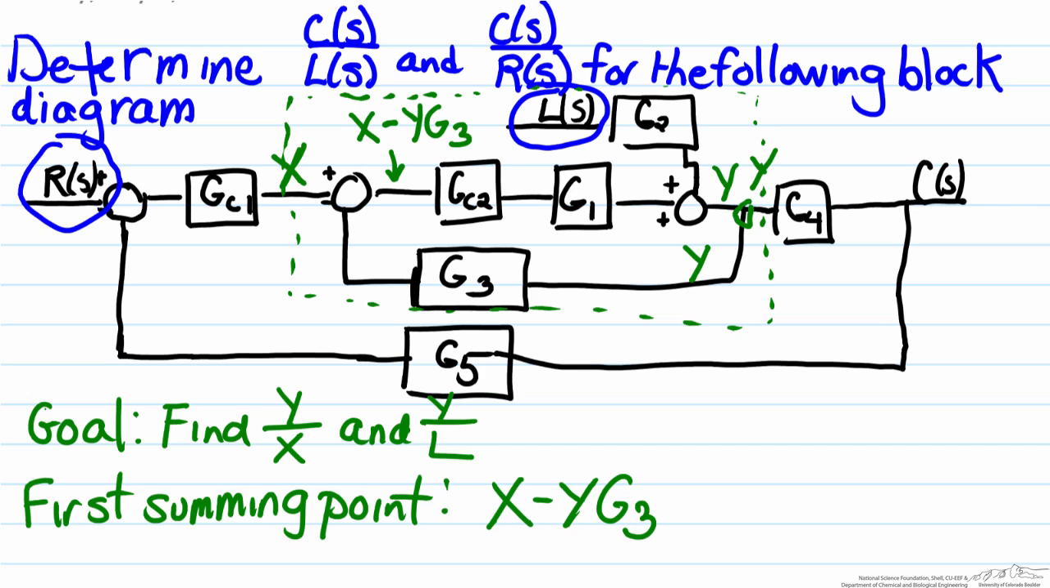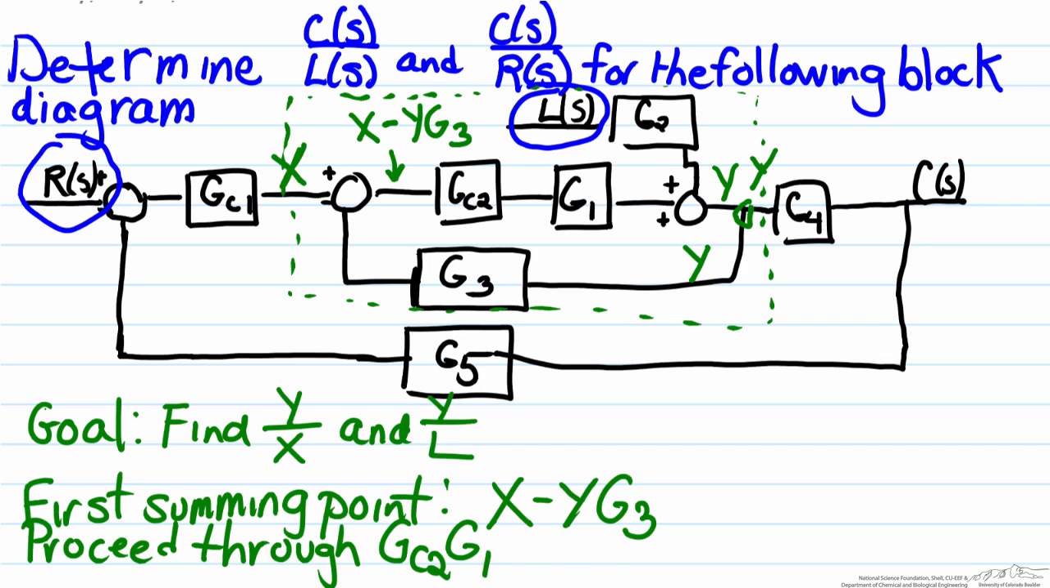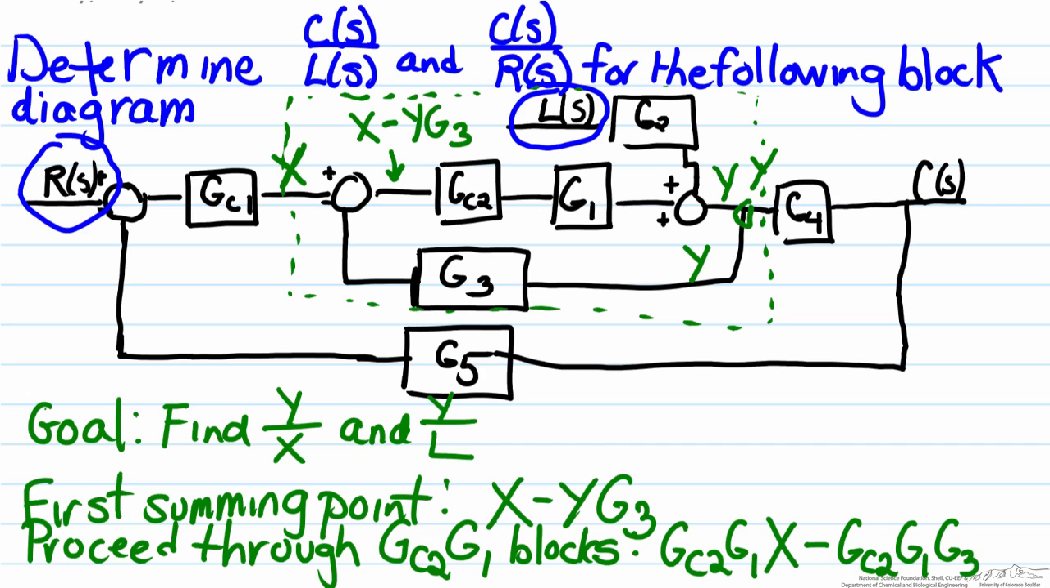So next we want to proceed through the GC2 and G1 blocks. And since the blocks are multiplicative, we just multiply GC2 times G1 by both terms. So we end up with GC2 G1 x minus GC2 G1 G3 times y. After going through these blocks, that leaves us right here, as indicated by the star on the block diagram. So what we now need to do is go through the summing point. Once we go through the summing point, that sum will be shown to equal y.